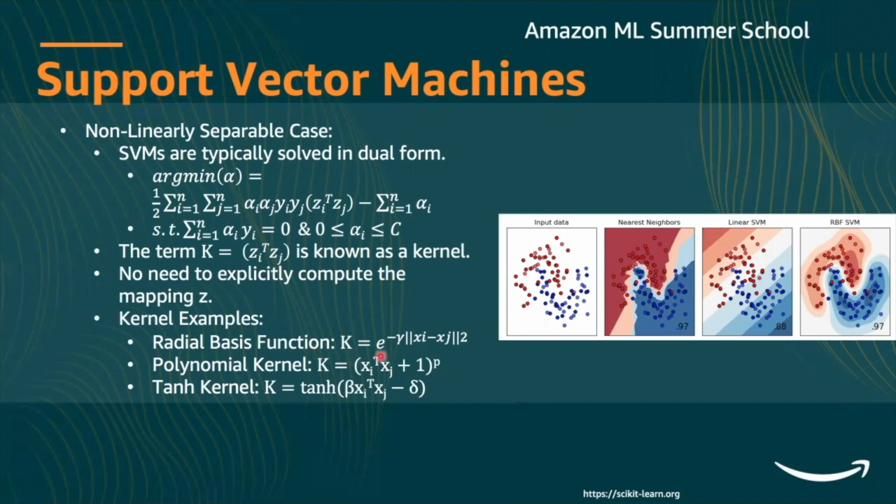This can be radial basis functions, shown here. It can be a polynomial function. It can be a tangent kernel, right? So this is an example.